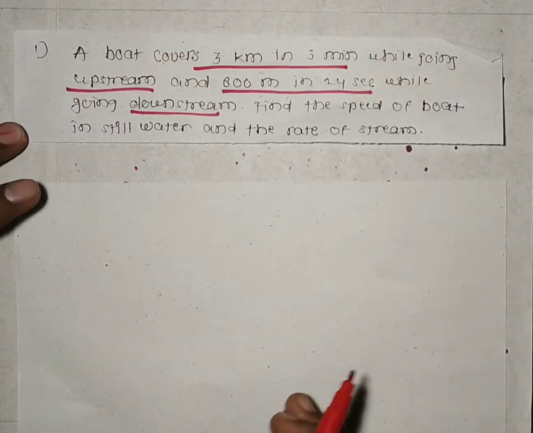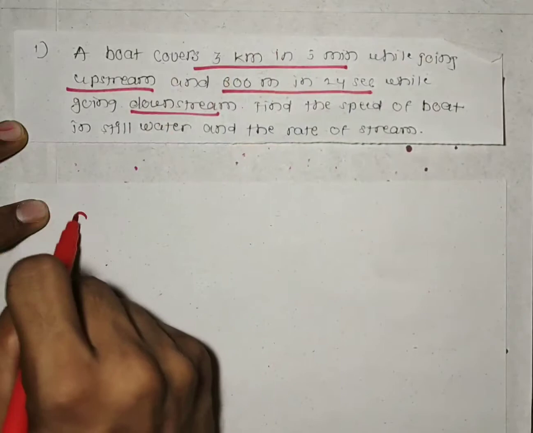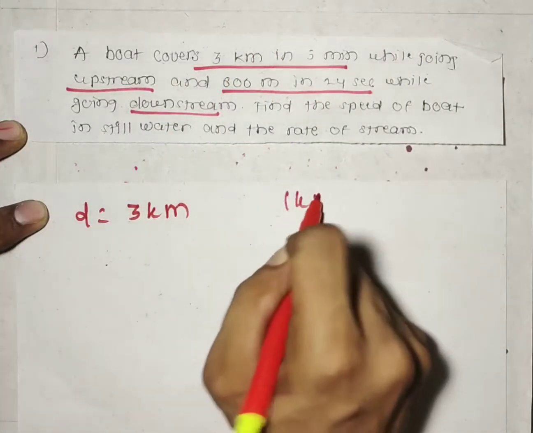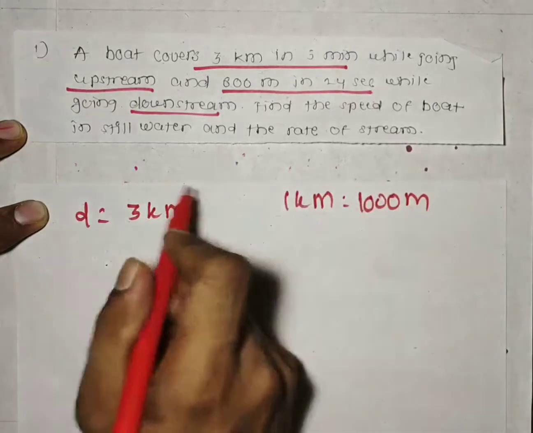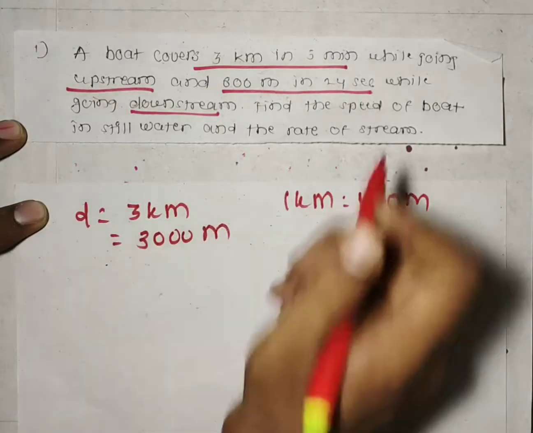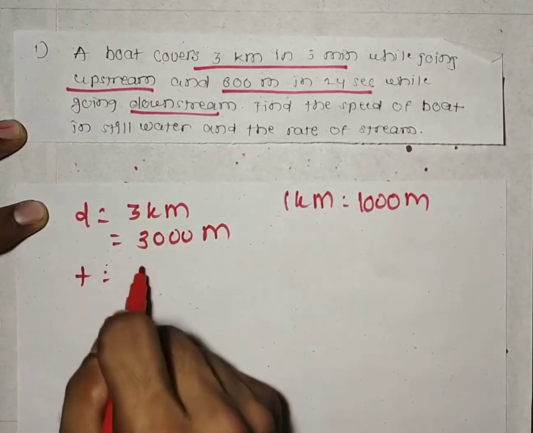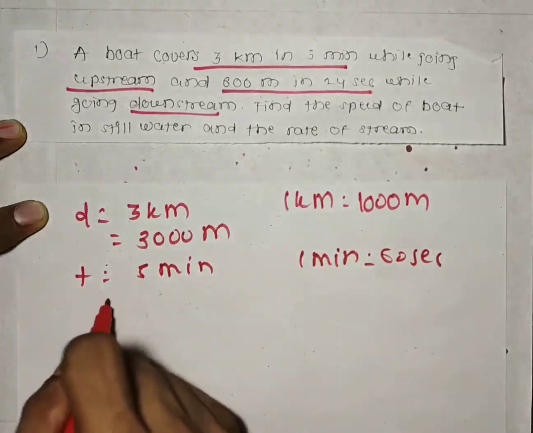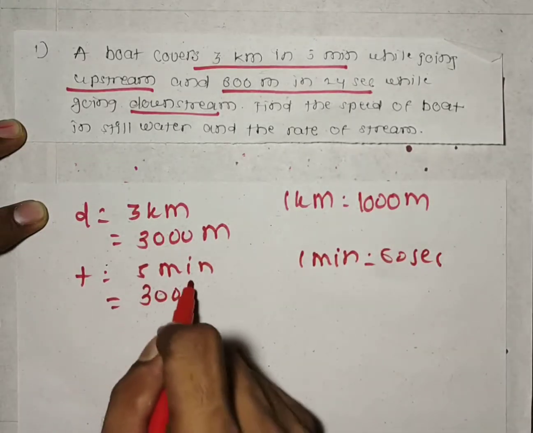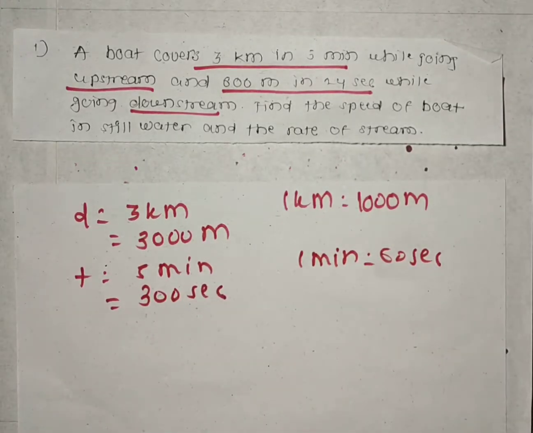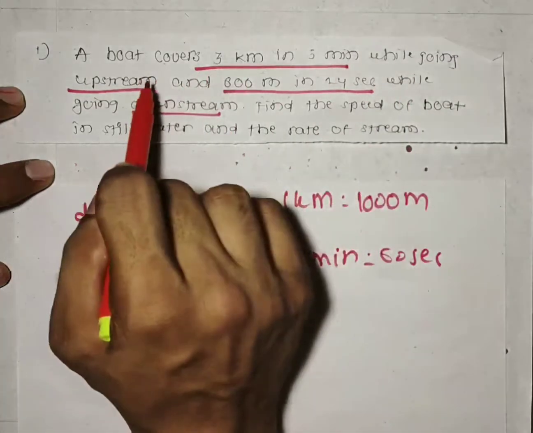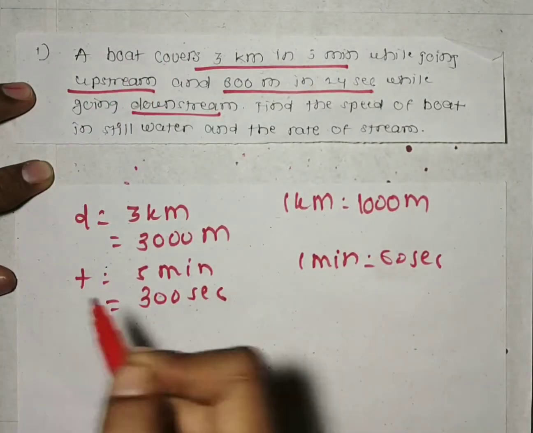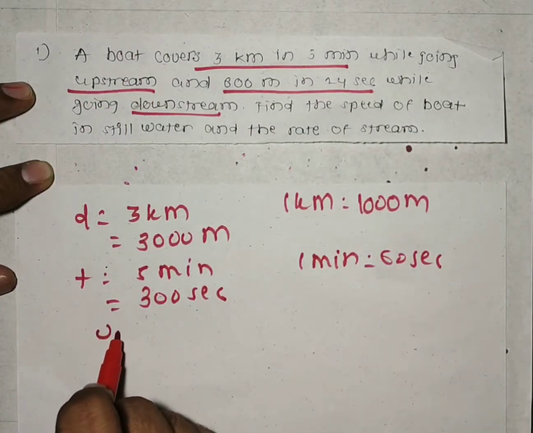Now I quickly repeat the question. A boat covers 3 km, which is the distance. As we know that 1 km is equal to 1000 meters, 3 km is equal to 3000 meters in 5 minutes. So time is also given here: 5 minutes. We know that in 1 minute there are 60 seconds, so in 5 minutes, 6 5s are 30, 300 seconds. So the boat covers 3 km in 5 minutes while going upstream. This is the case when the boat was going upstream.